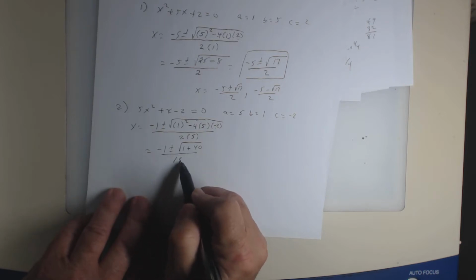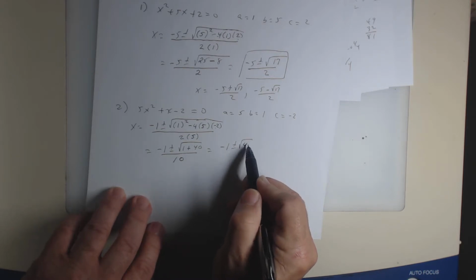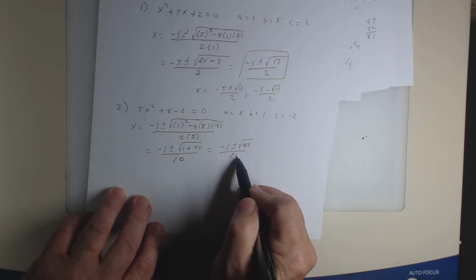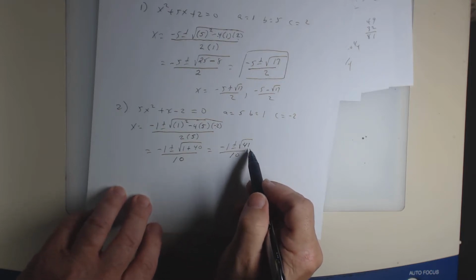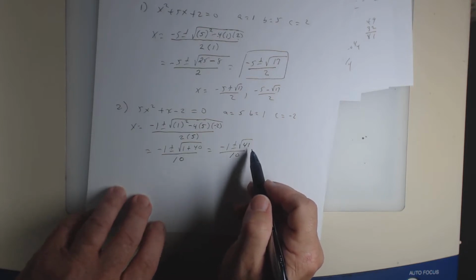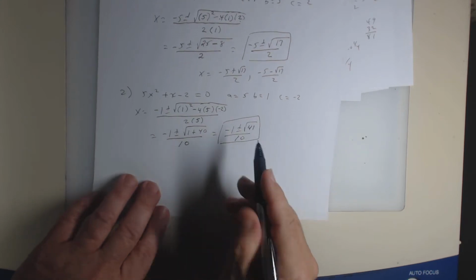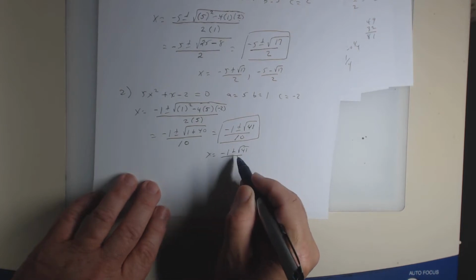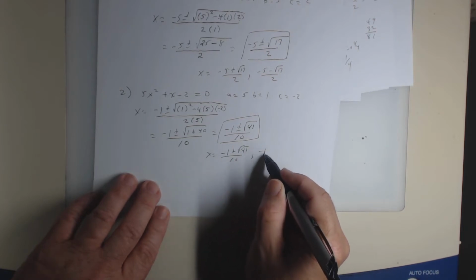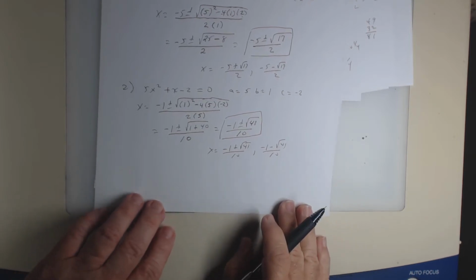Over what? 10. So that's negative 1 plus or minus the square root of 41 over what? 10. Okay, now let's see if we can simplify the square root of 41. Can I simplify the square root of 41? No. So there's your answer. So you'd say x equals negative 1 plus the square root of 41 over 10, comma, negative 1 minus the square root of 41 over 10. Okay?